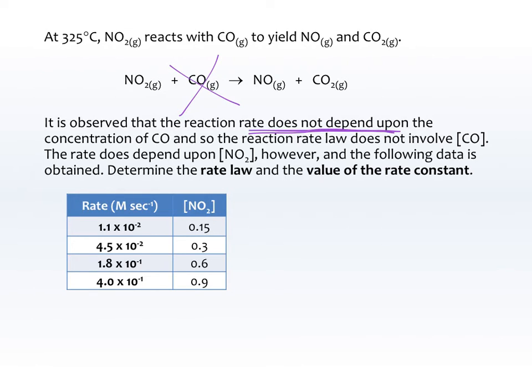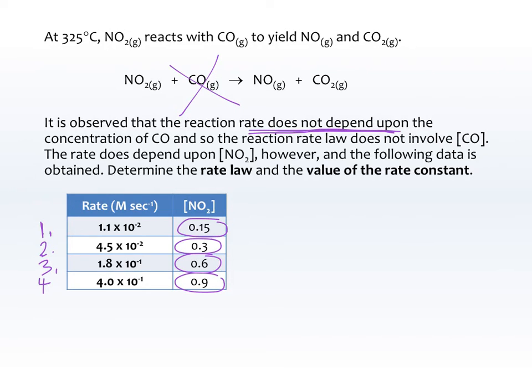So some experimenter, some researcher, did this experiment 4 separate times. In experiment 1, they made the concentration of NO2 0.15. In experiment 2, they changed it to 0.3. In experiment 3, they changed it to 0.6. In experiment 4, they changed it to 0.9. And in each of these cases, they watched how the rate changed. So we're going to find the rate law. How does the concentration change equal the rate change? And it doesn't matter which experiments you pick.